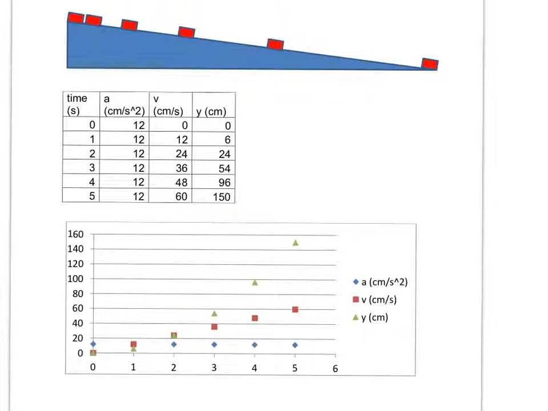And if you insist on using the equation, then use the equation. Whoops, let me get my pen. V final equals V initial plus at. So V final equals, in every case, 0 plus the acceleration, 12 centimeters per second squared, times the time. So times 1 second, times 2 seconds, times 3 seconds, and then you get all these different velocities that you see here.